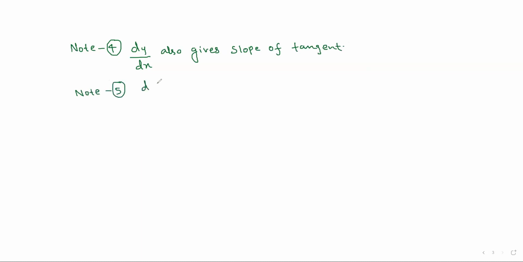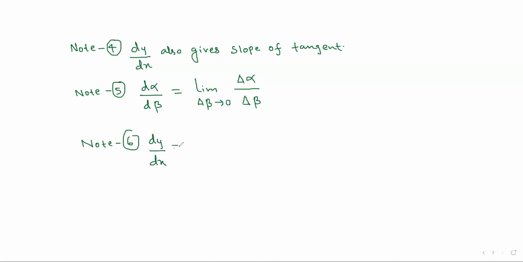Note 5. d alpha upon d beta is also equal to the limit delta beta tending to 0 of delta alpha upon delta beta. Okay, this is clear now. Note number 6. Simply dy by dx is equal to the limit delta x tending to 0 of delta y upon delta x.